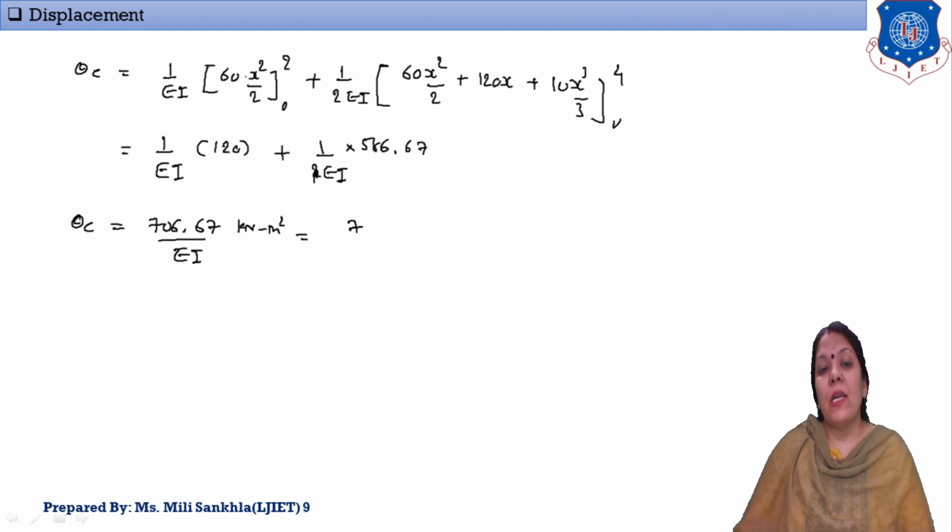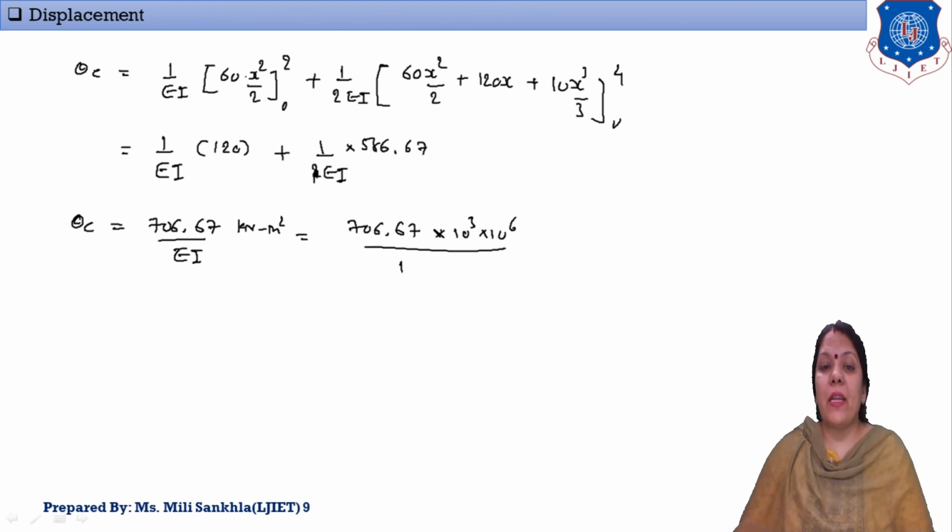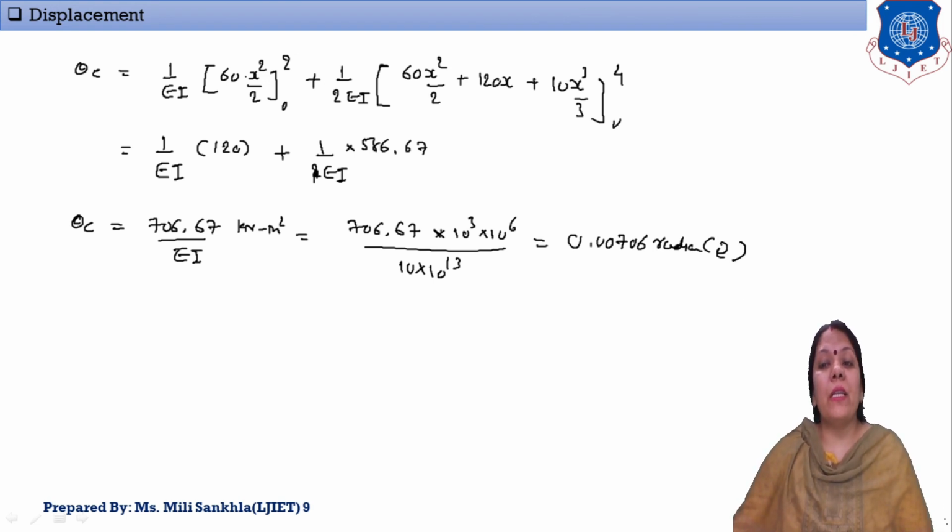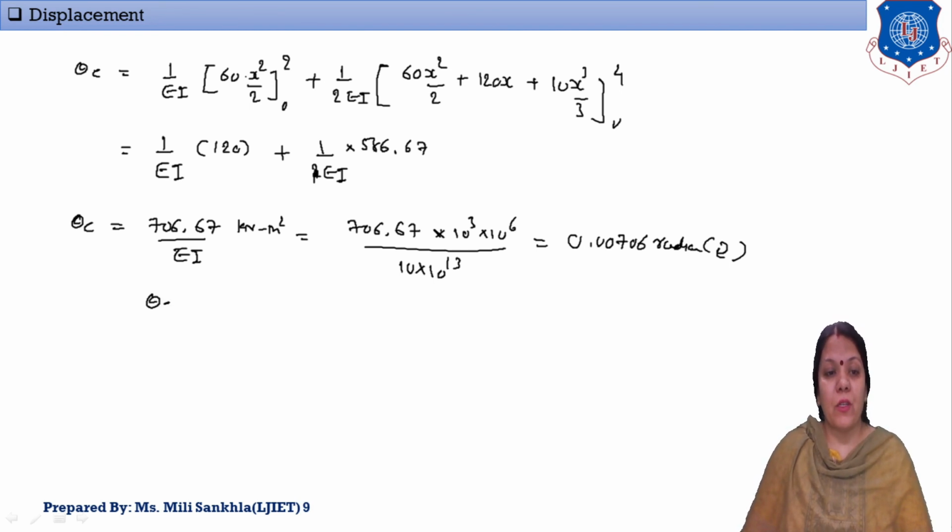Now 706.67 kilonewton, where kilonewton is equal to 10 raised to 3, and this is 10 raised to 6, divided by EI. Okay, here I directly write down 10 into 10 raised to 3. After simplification, my answer is equal to 0.00706 radian, and this answer is positive, so write in clockwise direction. Okay, finally, mention theta c is equal to 0.00706 radian, clockwise.